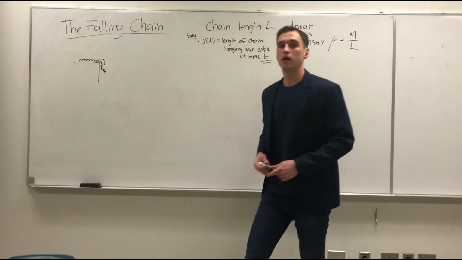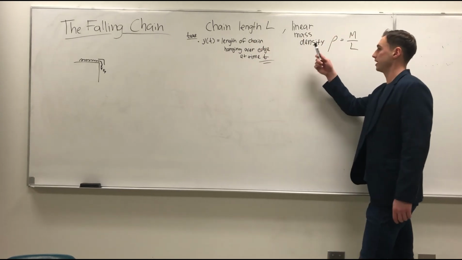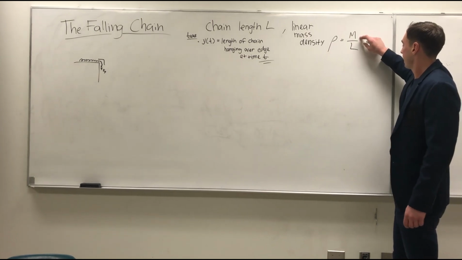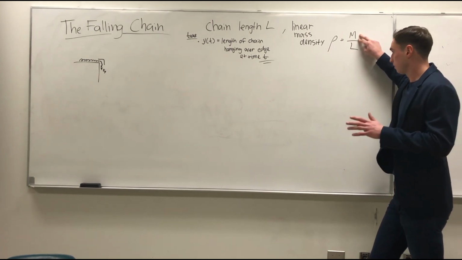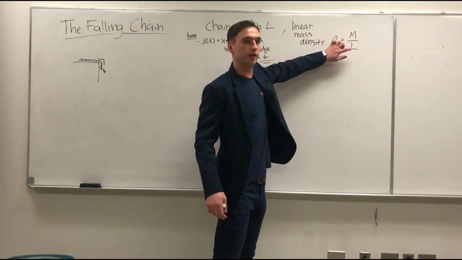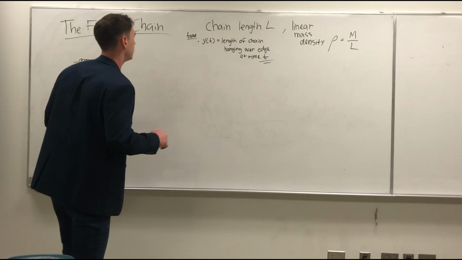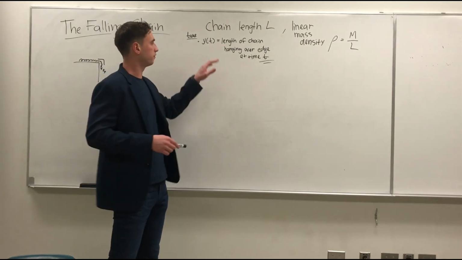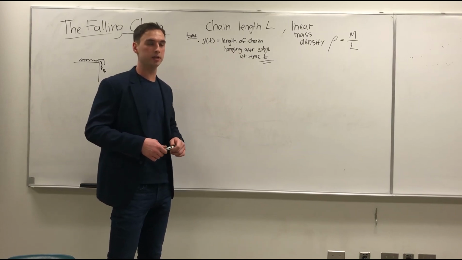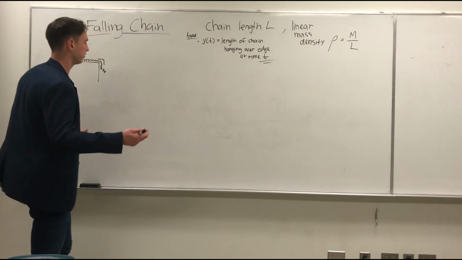Hey everyone, in this video we have a chain of length L. Its linear mass density is rho. This capital M is the total mass of the chain, and L is the total length of the chain. Just to establish that, we need to find y of t, a function of time, which will tell us, when we give it a time, the length of the chain that's hanging over an edge, which I haven't even established yet.